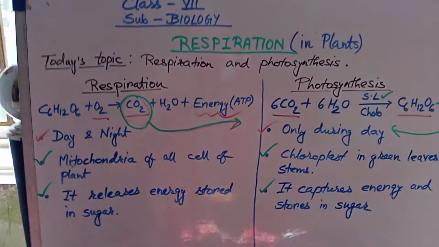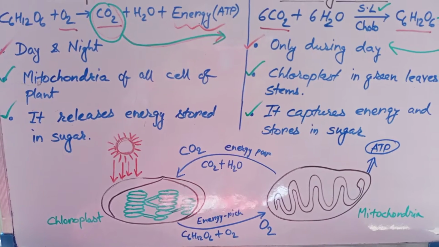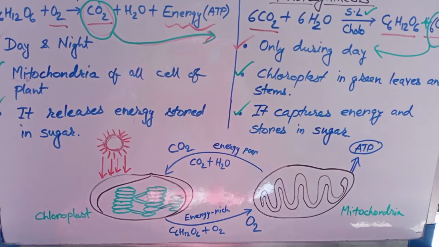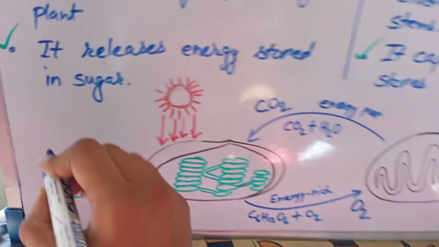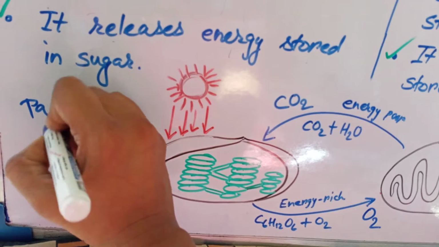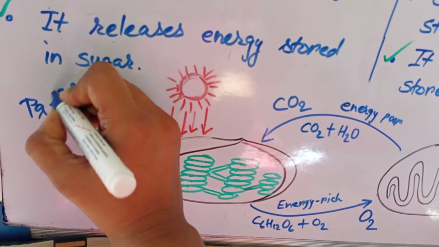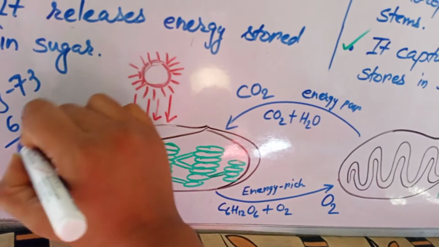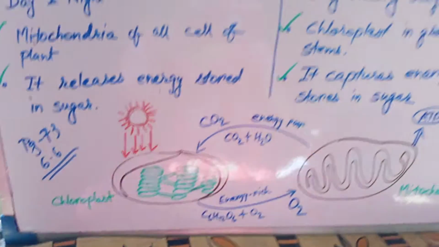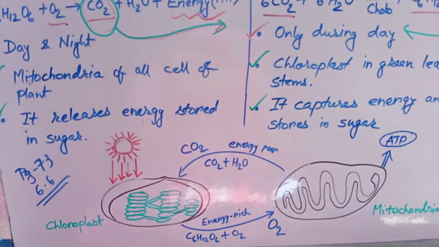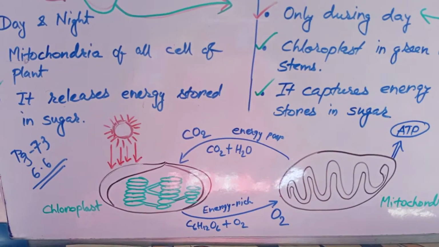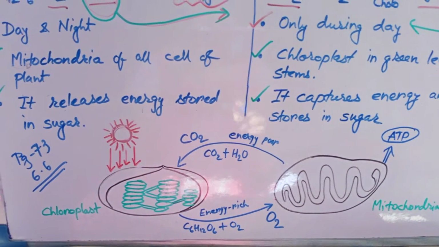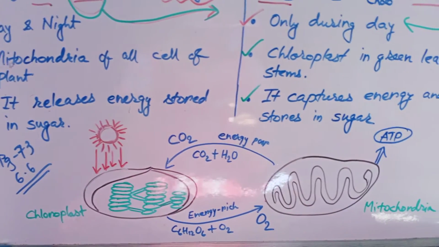So let's come to the schematic diagram. Now children, we are going to discuss the schematic diagram that is given on page 73. It is figure 6.6. This figure is very important, and I'm going to give you the explanation of this schematic diagram. Know about this diagram and also learn the explanation very properly.